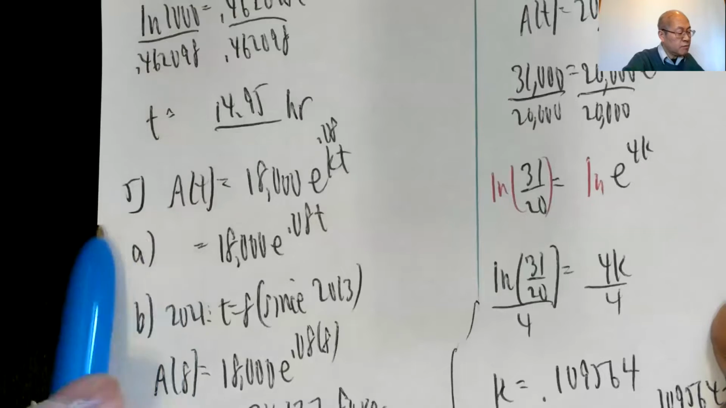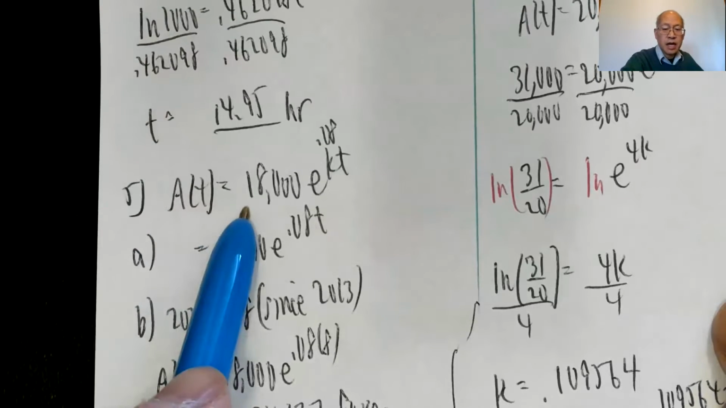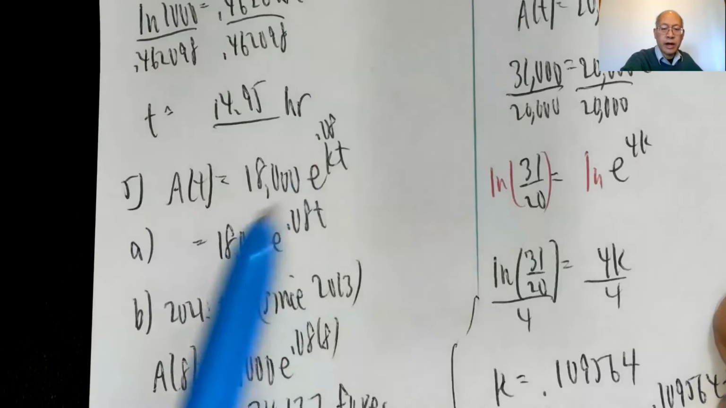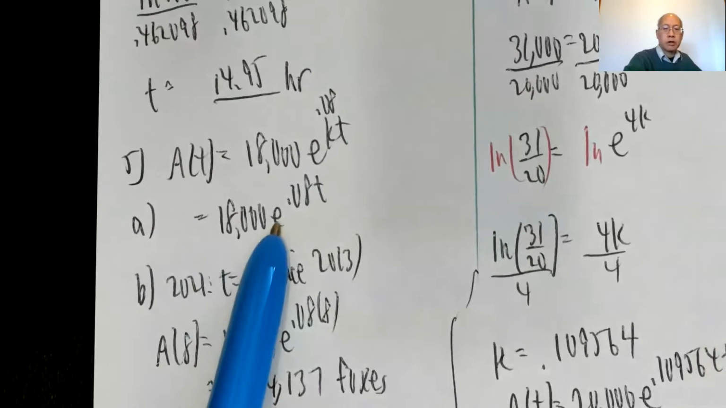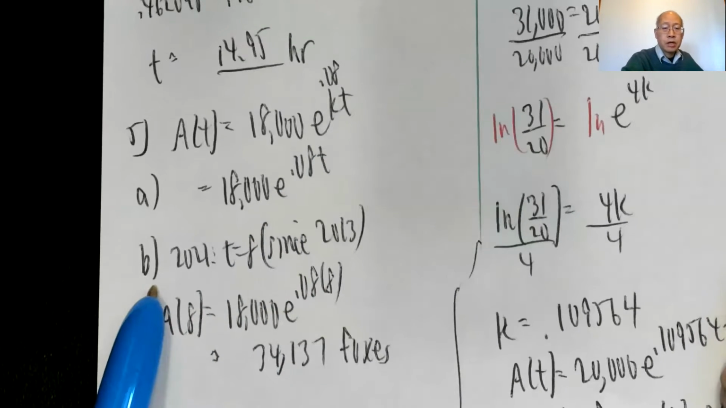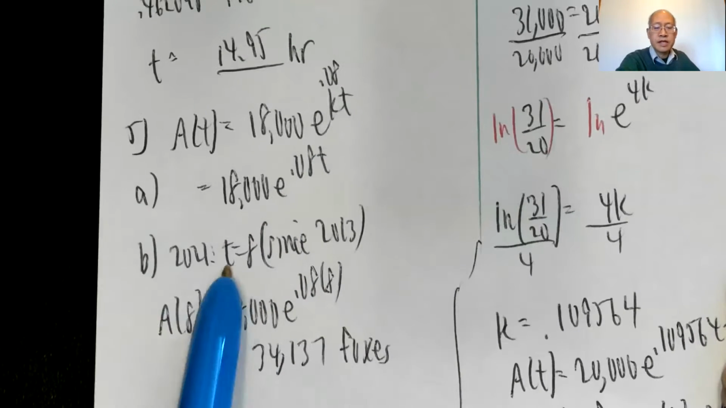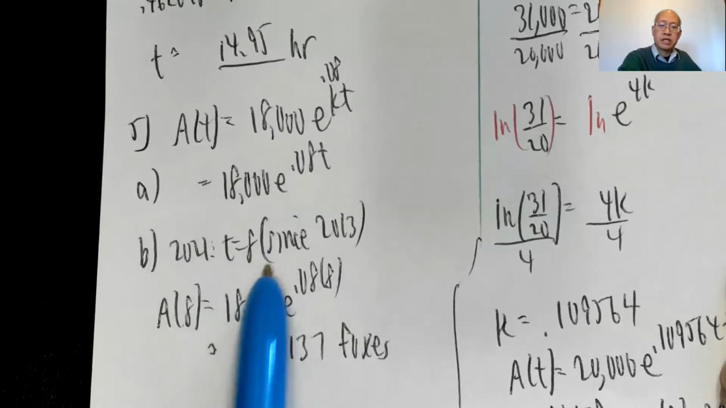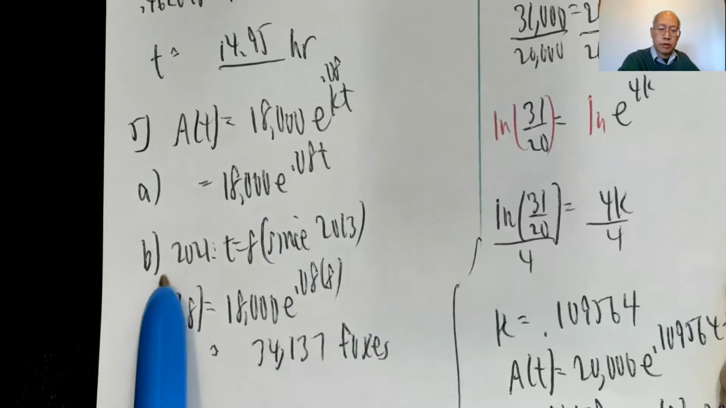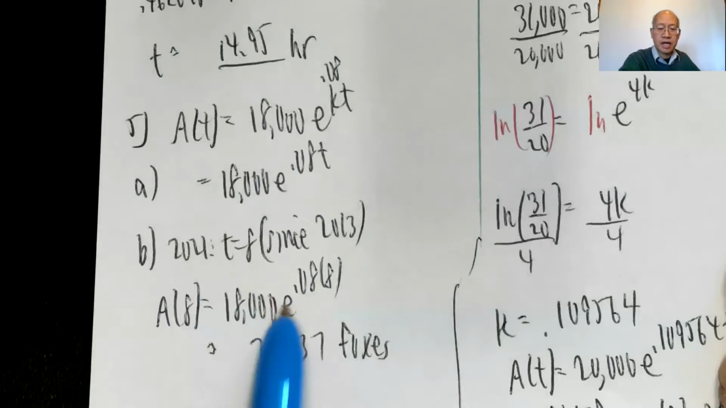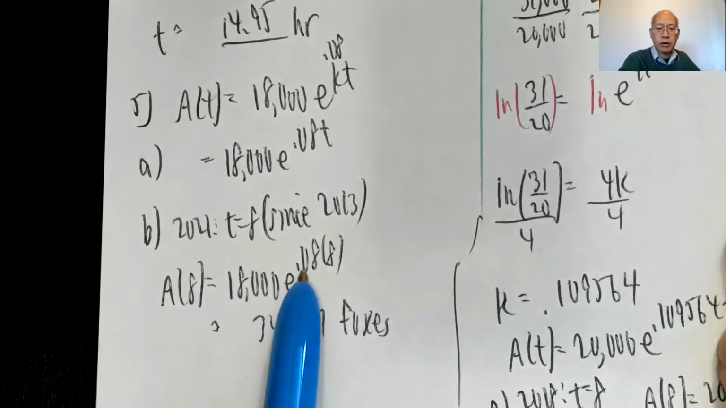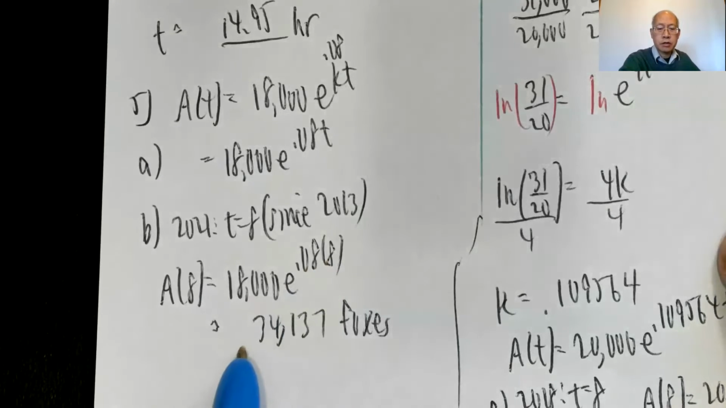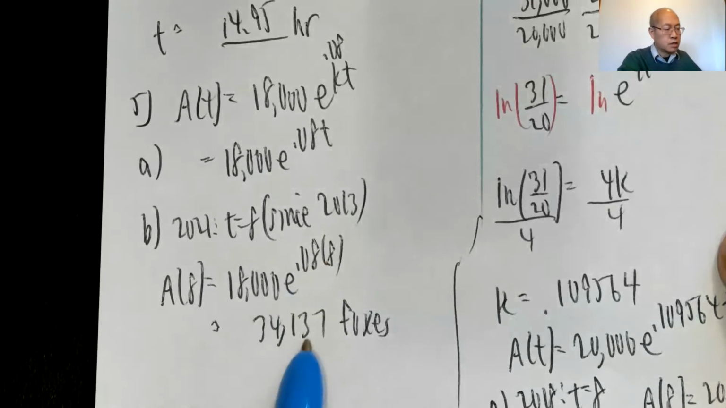Number 5. The initial amount was 18,000. The growth constant is 0.08. So 18,000 e to the 0.08t. Part B, the year 2021. The experiment begins at the year 2013, so for the year 2021, t is 8. So I'm going to be plugging in 8: 18,000 e to the 0.08 times 8. Punch in your calculator: 34,137 foxes.